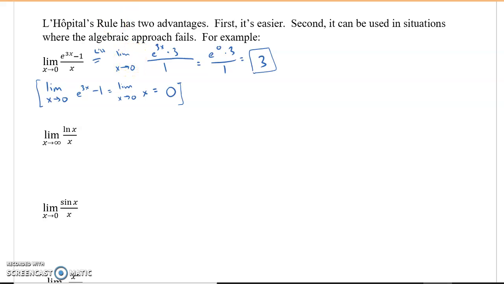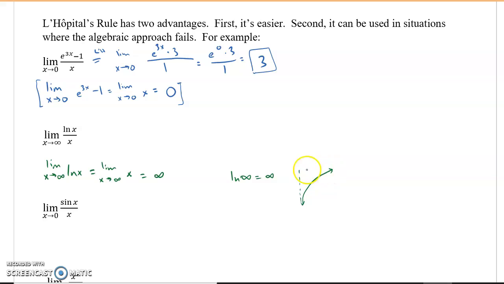All right, next problem. We'll take a look at the limit as x approaches infinity of the natural log of x over x, and ask the question, are both the numerator and the denominator going to infinity? And the answer is yes, they both equal infinity. One thing we want to remember here is that natural log of infinity equals infinity. We know this because we are familiar with the graph of natural log of x. It looks like this, and it grows forever without bound.